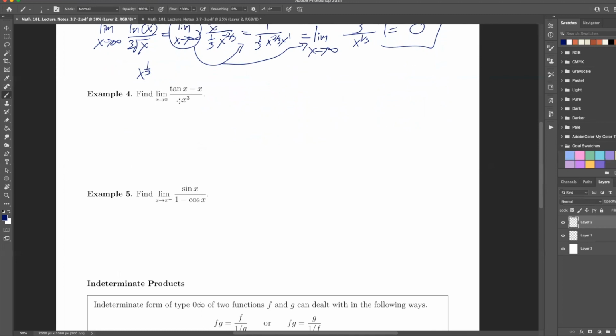So let's look at this. If we plug in 0, tangent of 0 is 0, right? So 0 minus 0 is 0, and then 0 cubed is 0. So this is 0 over 0, which is an indeterminate form. When you're doing the exam, please make sure you announce somewhere or show somewhere that you have an indeterminate form, right? This is 0 over 0. So we can go ahead and take the derivative.